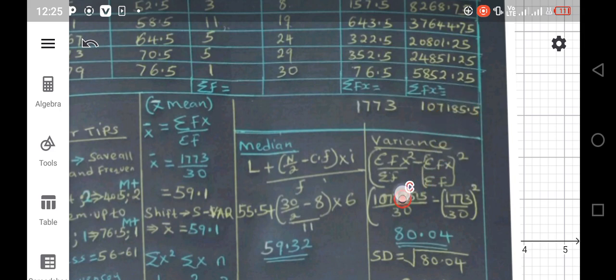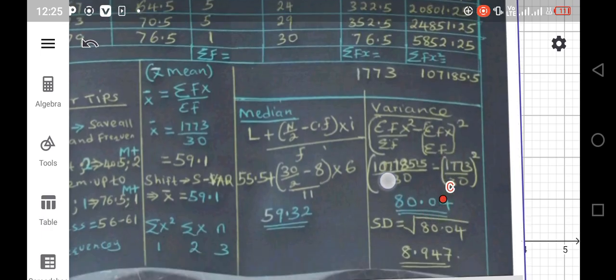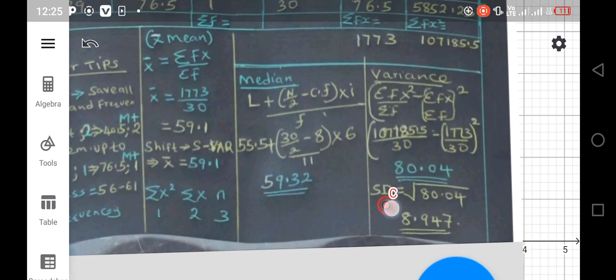So we write here over summation of frequency, which is 30, minus 1773, the summation of fx, over 30, and then you square it. So whenever you do it, the variance we're going to get is 80.04. And then the standard deviation is going to be the square root of the variance. So the square root of this variance, we are going to get 8.947.